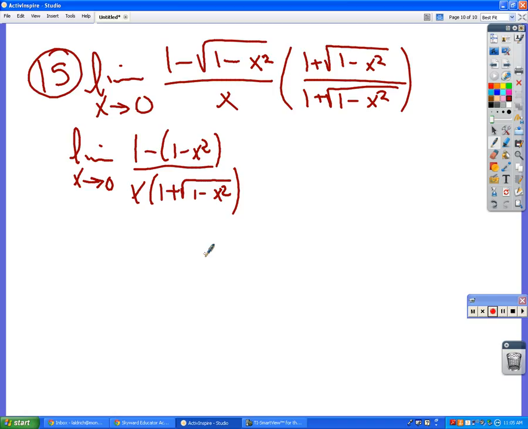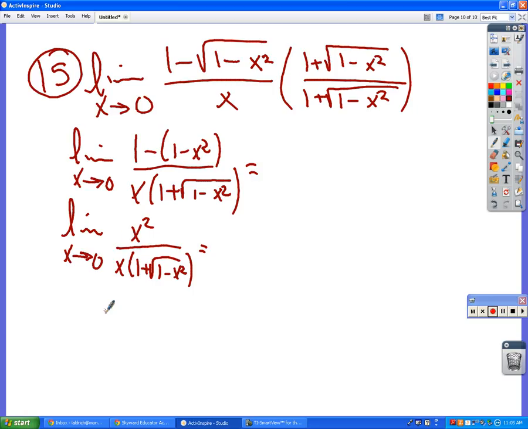And then that means I can rewrite the top, because the 1's cancel, as x squared. Why is it negative x squared? Is it not negative? Because this minus times this, no, positive. The negative times the negative is positive.